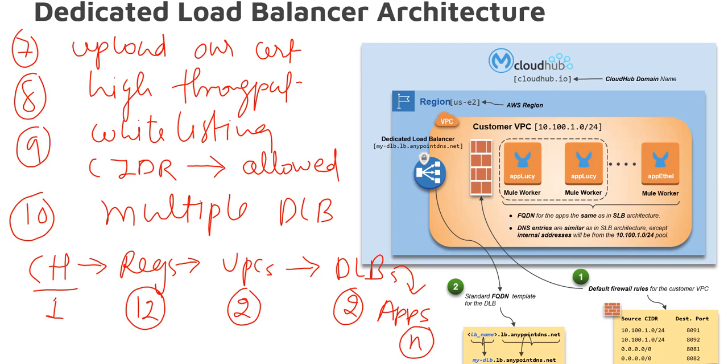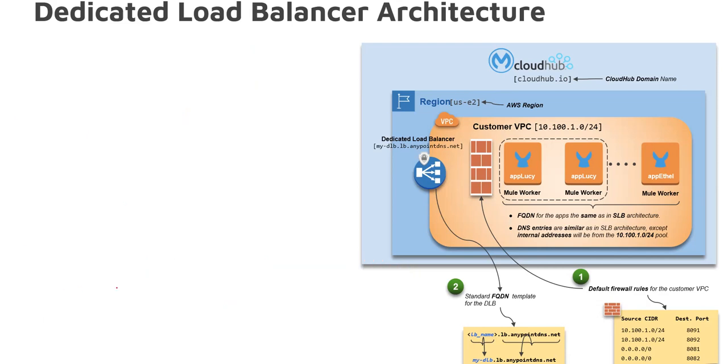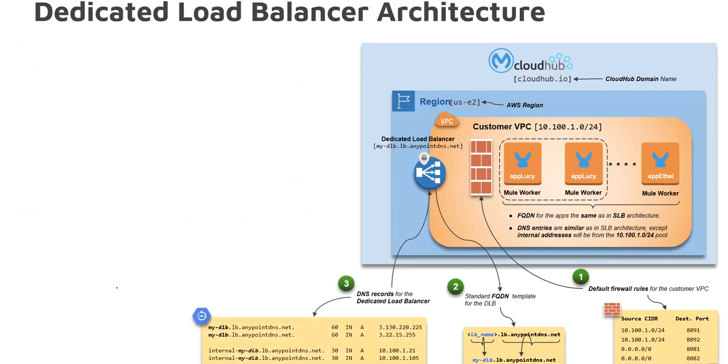Okay, so let me clean my slide again. Let's look at point number 3. As I mentioned, this will get deployed on 2 workers, so you'll get 2 IP addresses. These are public IP addresses. And it will get the internal URL also. As I mentioned, you can prefix internal in front of the public URL, and this IP address is coming from our CIDR block, 10.100.1.21. So all the private URLs, either for the DLB or for the Mule worker, will get their IP from this range.